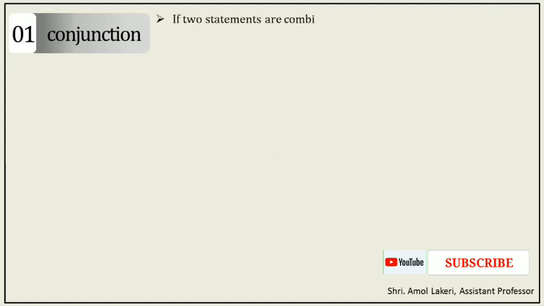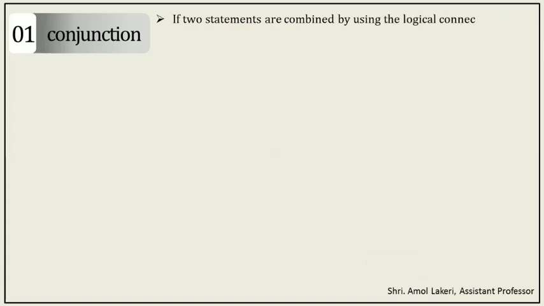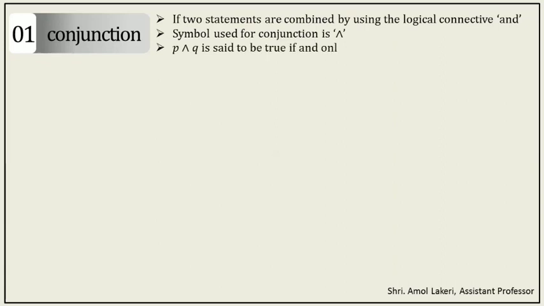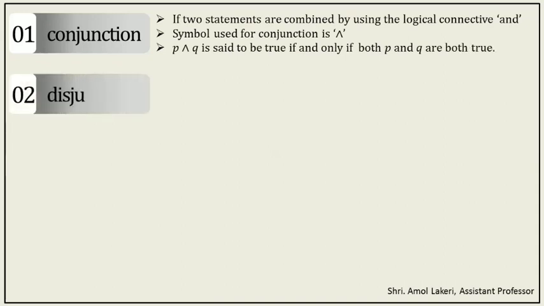Now we define compound statements. First is conjunction. If two statements are combined by using the logical connective and, it is called conjunction. It is read as p and q or p conjunction q. And p conjunction q is said to be true if and only if both p and q are true.